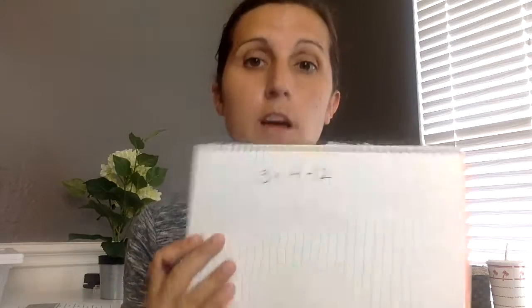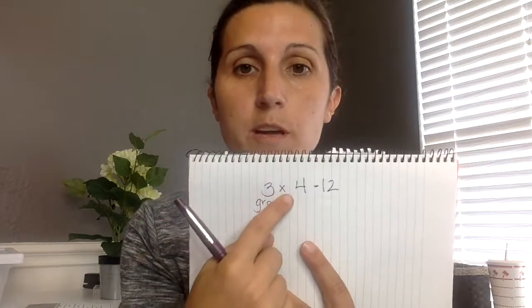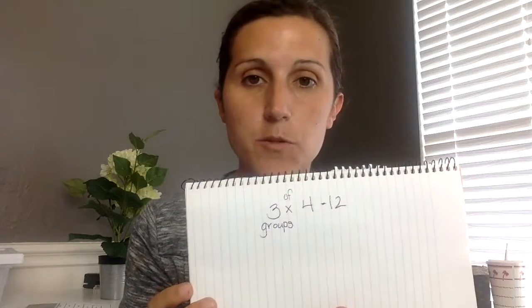And hopefully you are showing them through models and repetition that the first number is your number of groups. So 3 groups. The times is like "of." So 3 groups of 4, and this 4 is the number in each group.